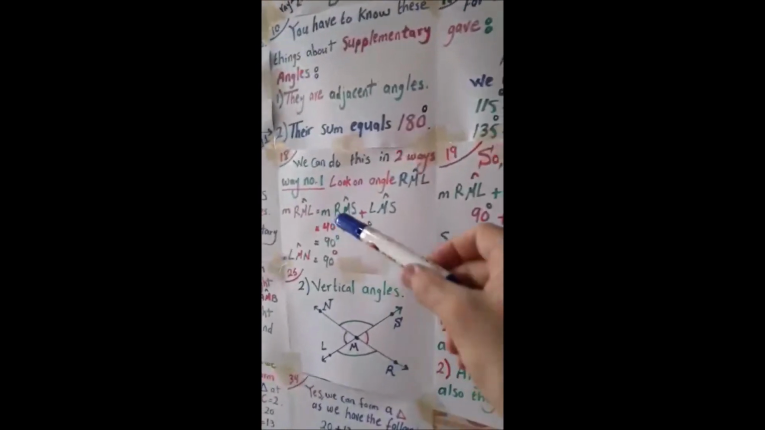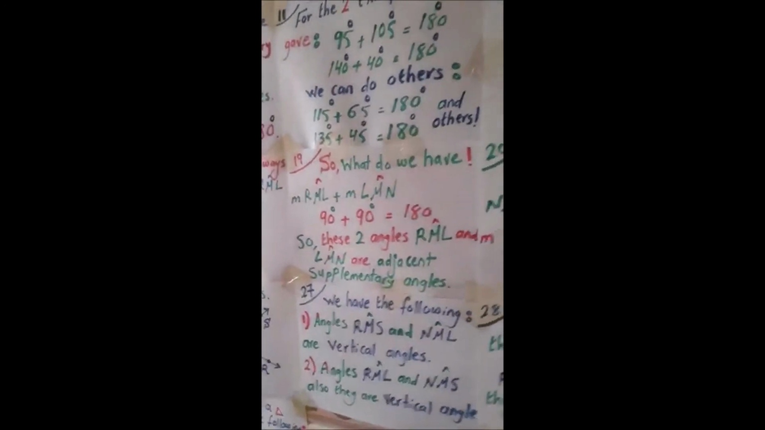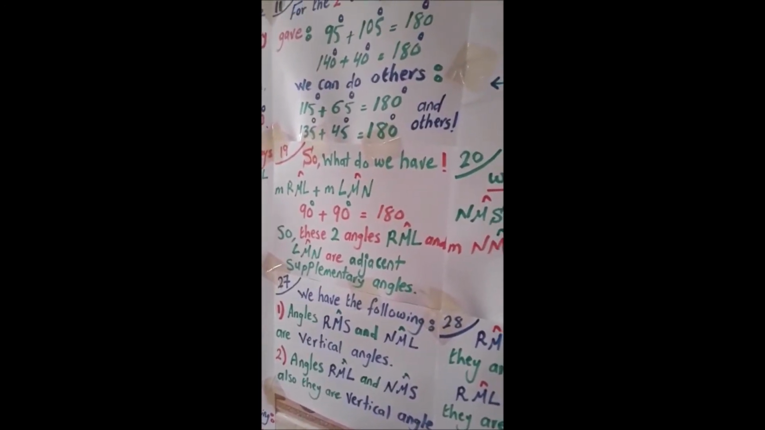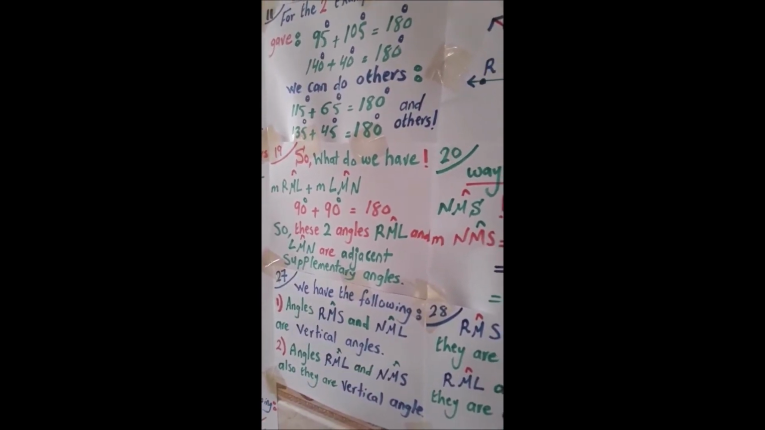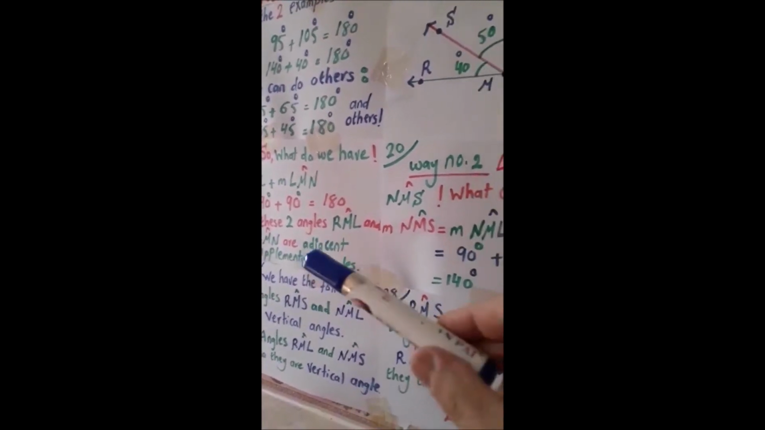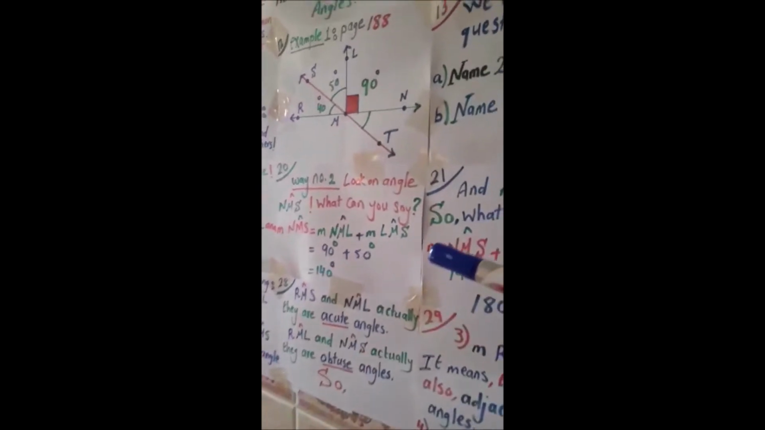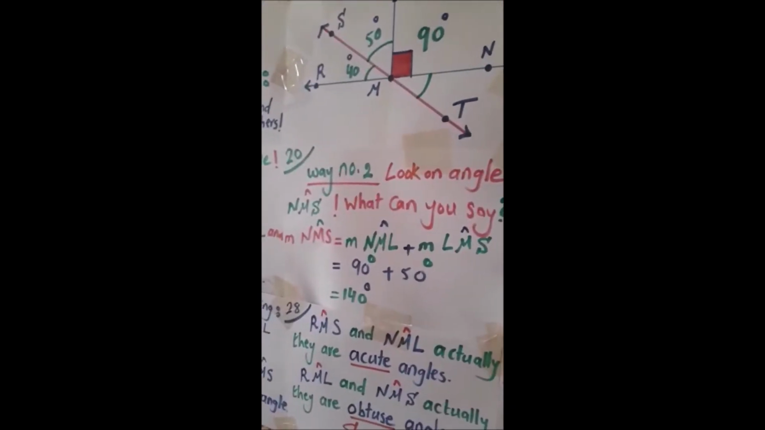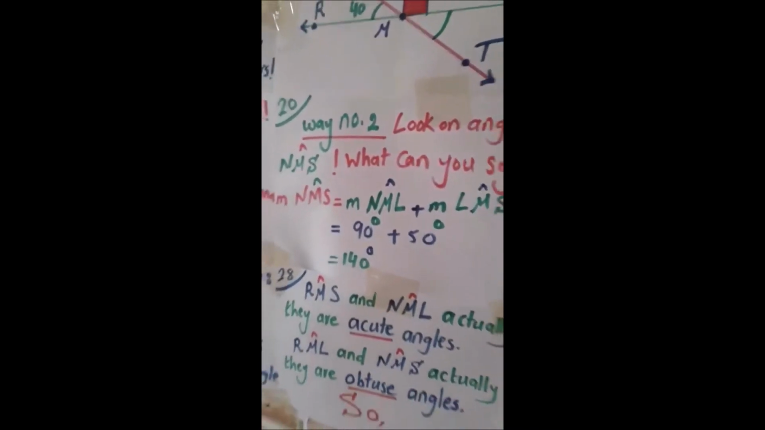So we were here. Now what do we have? We have RML plus LMN, 90 plus 90 equal to 180. We finish from this and come to way number two. What can we say? NMS, the big one, is actually this plus this. It means NML plus LMS. It is written here.